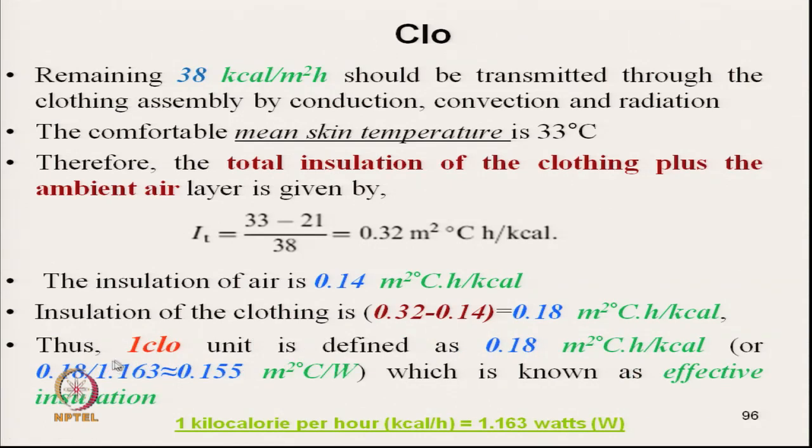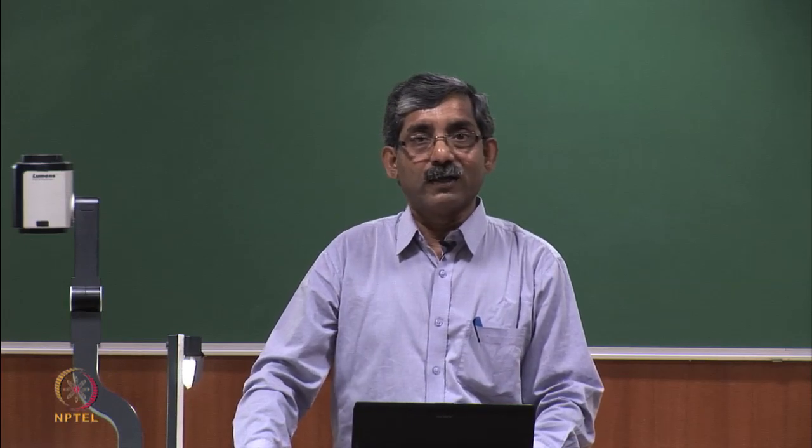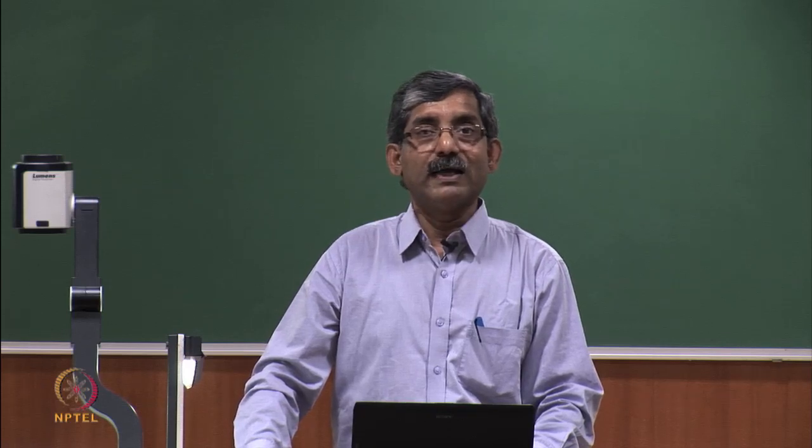So, 1 clo unit is defined as 0.18 square meter degree Celsius hour per kilocalorie. If we want to convert into watt, we must divide by 1.163, and it comes out to be 0.155 square meter degree Celsius per watt, which is known as effective insulation. So, the effective insulation of clothing is 0.155, and this is the SI unit.